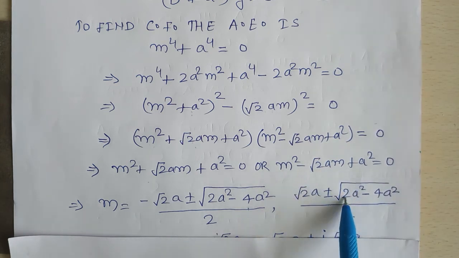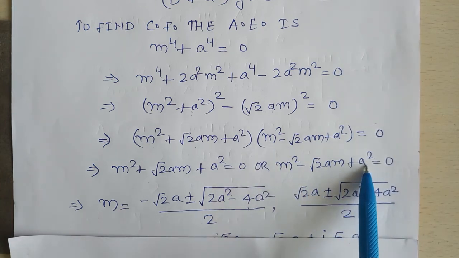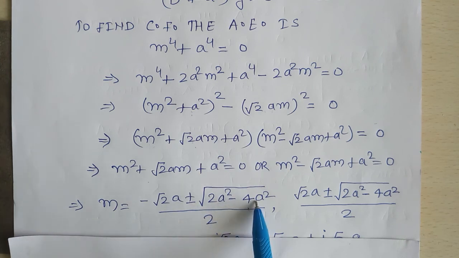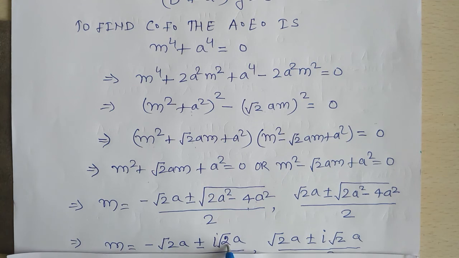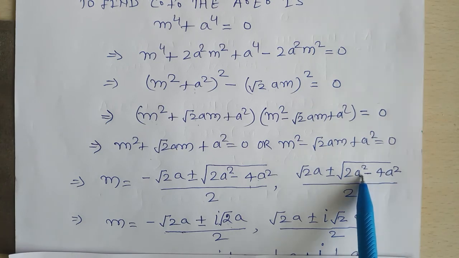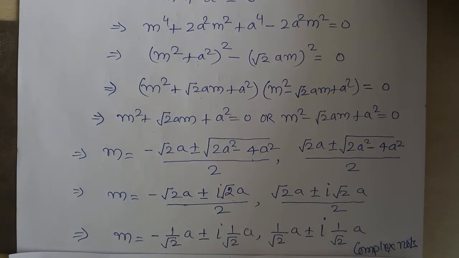So root of b square minus 4ac, where b square is 2a square, minus 4 times a is 1 and c is a square, minus 4a square by twice a is 1. So 2a square minus 4a square is minus 2a square, and square root of minus 2a square is iota root 2a by 2, and similarly here root of minus is iota and 2 is root 2 and a square root is a. We get this.